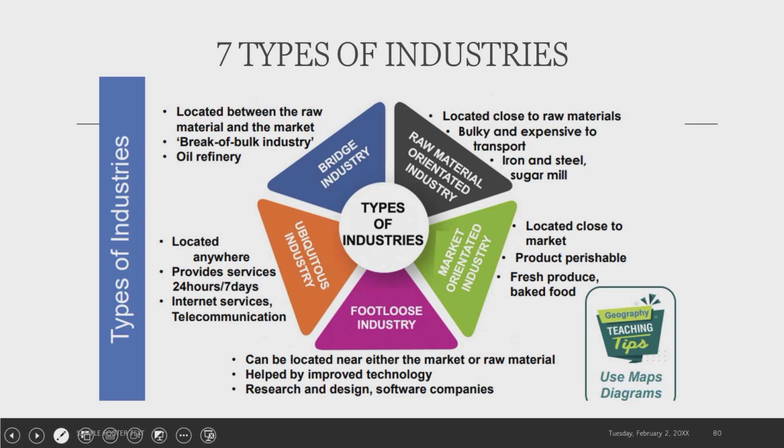And then you have your raw material orientated industry. Raw material, meaning that it is close to the raw material. It's orientated its life around the raw material. So it's located close to the raw material, bulky and expensive to transport. For example, your iron and your steel. Now, very important, these are of course going to be associated with their IDZ that we're going to be looking at. Your Saldanha Bay. Your Saldanha focuses on your steel industry, engineering.